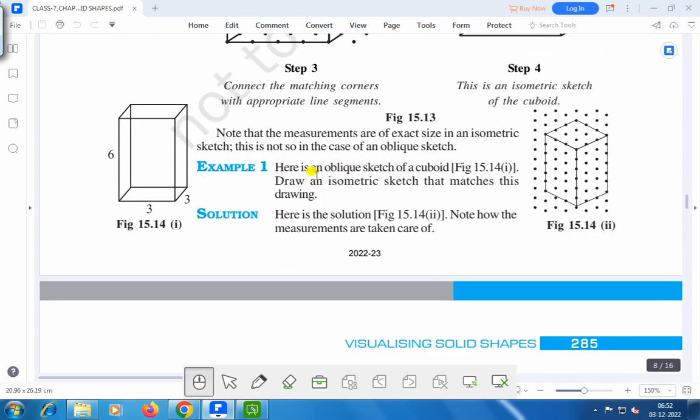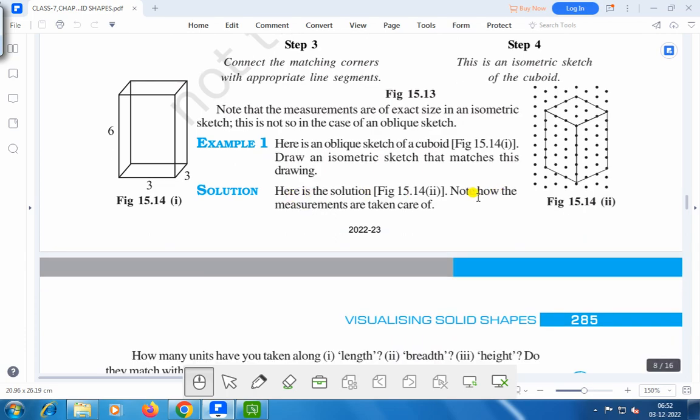Example 1. Here is an oblique sketch of a cuboid. Here you see, this is a cuboid. Draw an isometric sketch that matches this drawing. Here is the solution. Note how the measurements are taken care of. 3 units means you have to take 3 units. 1, 2, 3. Here also 3 units. There are 6 units. 1, 2, 3, 4, 5, 6. This is 6 units. This is 3 units.